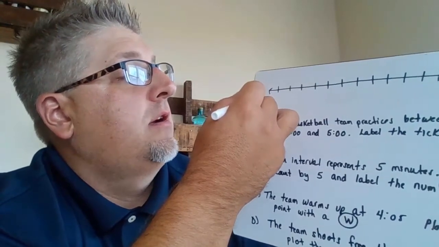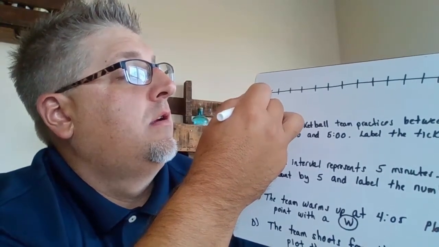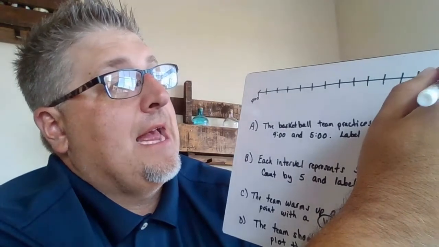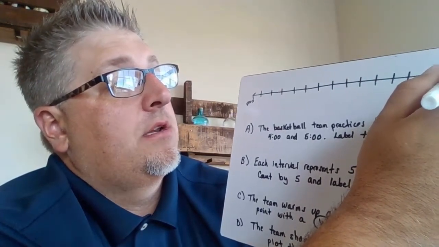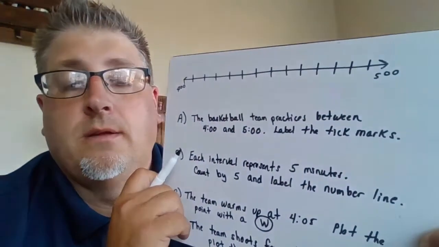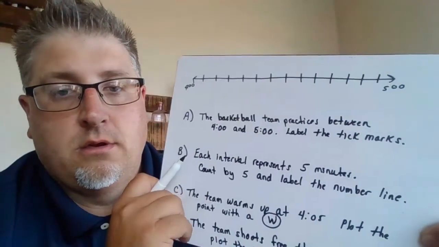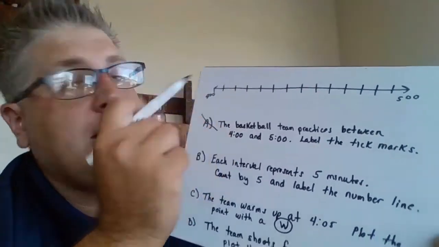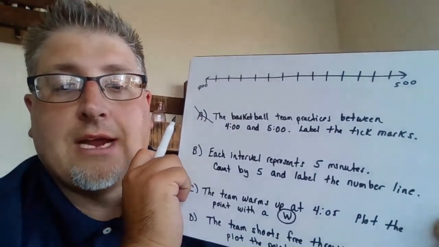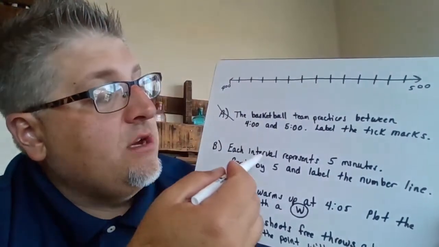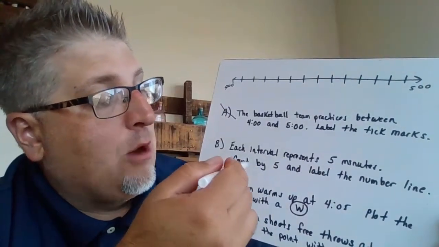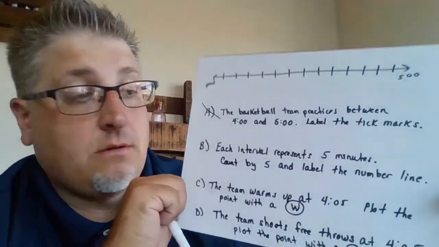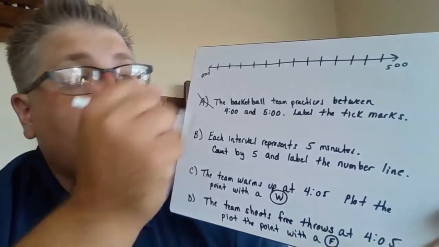So over here, it's going to be 4 o'clock, and at the end of my number line is going to be 5 o'clock. Okay? So this first one for A, all set. We labeled it 4 o'clock and 5 o'clock. Each interval represents 5 minutes. Count by 5s and label the number line. Okay? We've been doing that. We did that on the first number line.